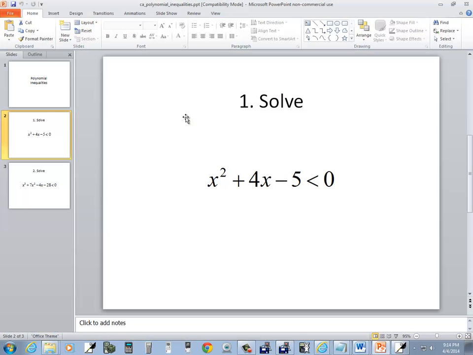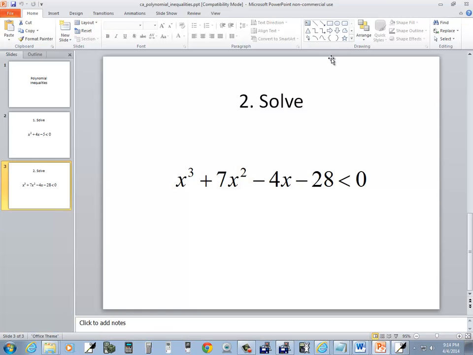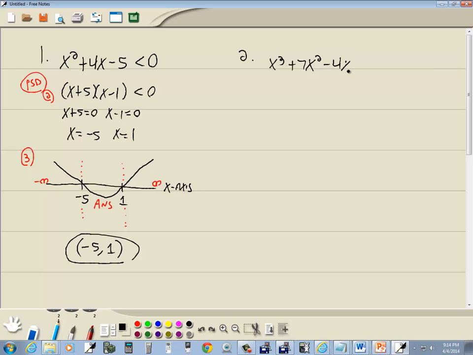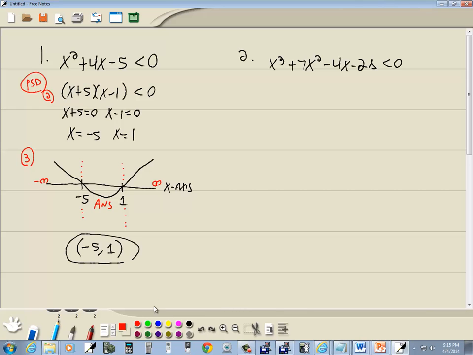Let's take a look at our second problem. We got x to the third plus 7x squared minus 4x minus 28 is less than 0. Okay, let's go to our steps. First step, get everything on the left side, 0 on the right side. That's done. Step 2, factor the left side. Well, this is going to factor with grouping.